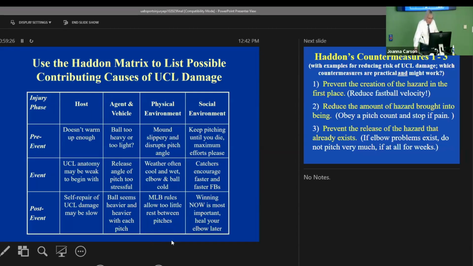And you can see that last one is kind of negative. Winning now is most important. Heal your elbow later. Yes, sir.